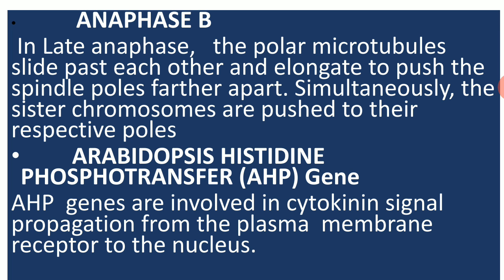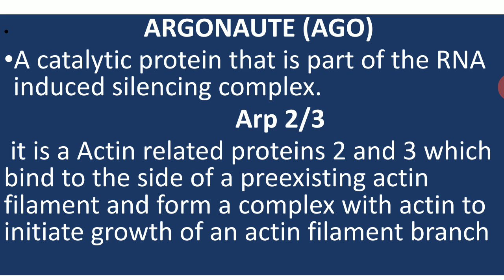AHP genes, Arabidopsis histidine phosphotransfer genes. AHP genes are involved in the cytokinin signal propagation from the plasma membrane receptor to the nucleus. AGO, argonaute, a catalytic protein that is part of the RNA-induced silencing complex.